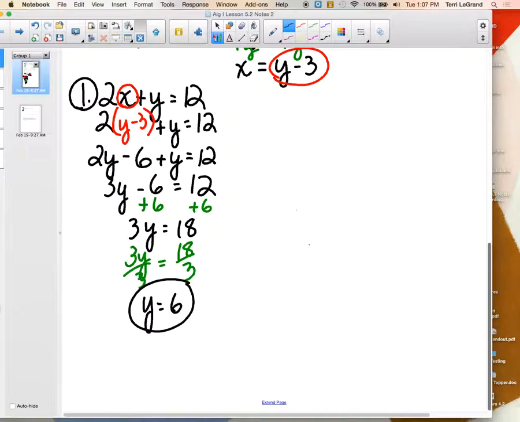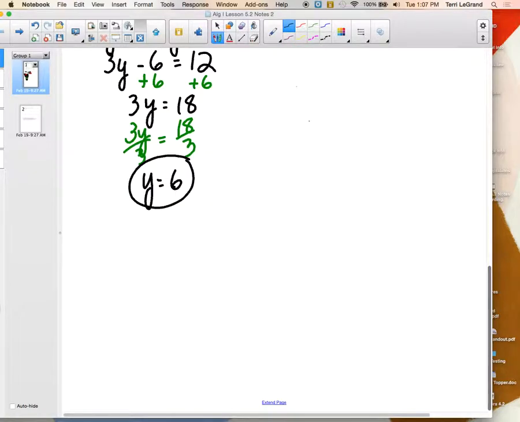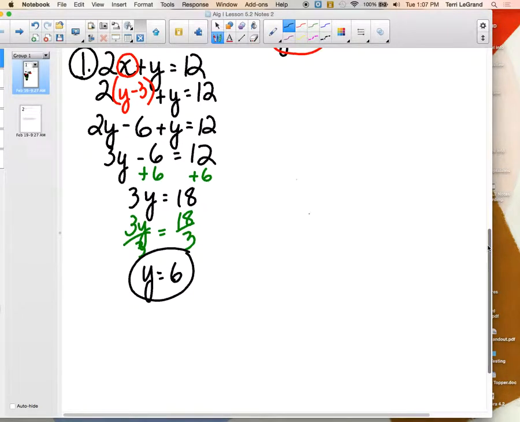I get 6. Anybody else? Get 6? Okay, looks like lots of you did? Okay, so we're feeling pretty good about that. Then step 2 says we're going to go get x now.